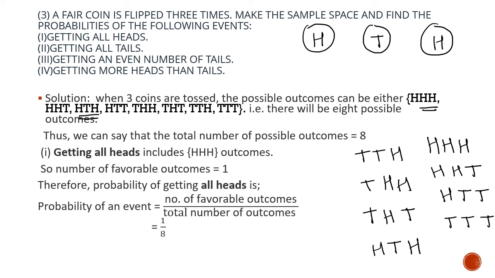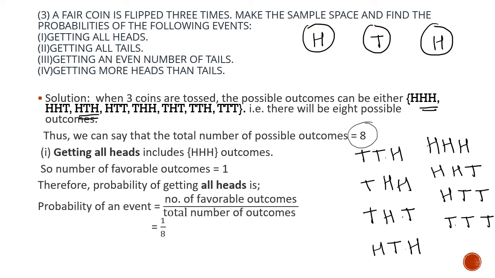Yes, so how many possibilities do we have? 1, 2, 3, 4, 5, 6, 7 and 8. So in total we have 8 possibilities. We have to check all the 3 coins, all the possibilities, combinations of all 3 of them. So there are a total of 8 possible outcomes. Yes, now let's move on to solving the probabilities. The first probability that we have is getting all heads.